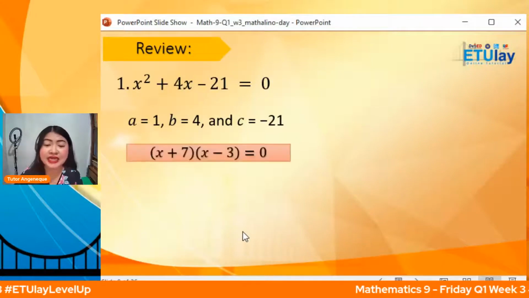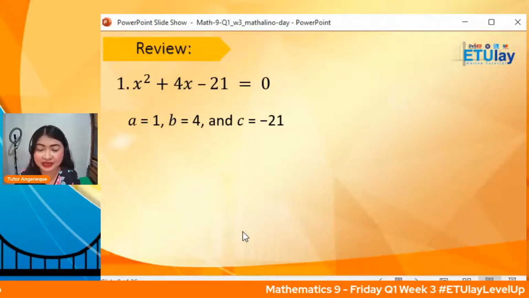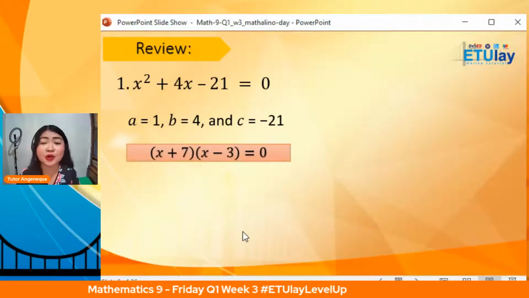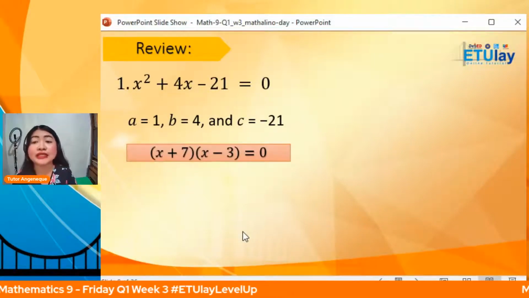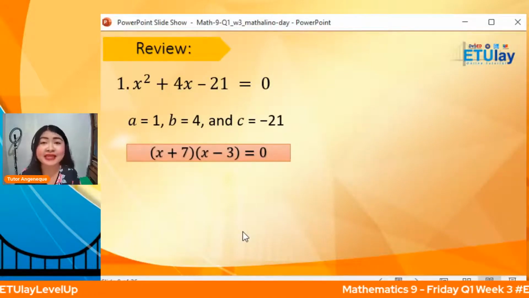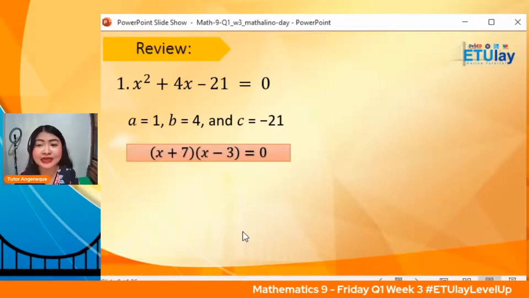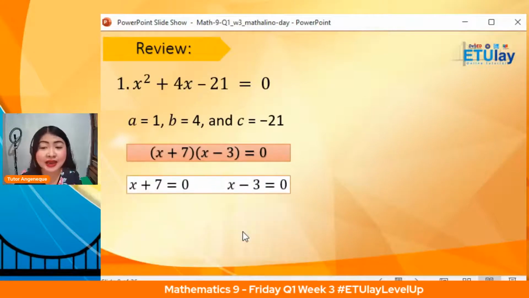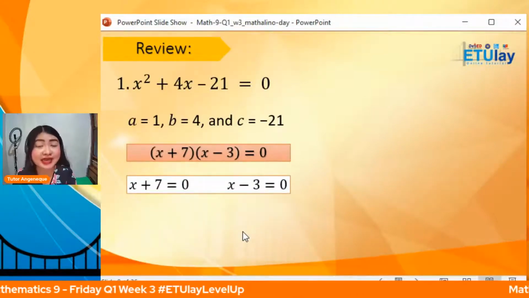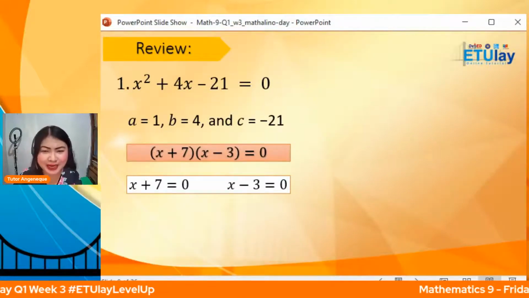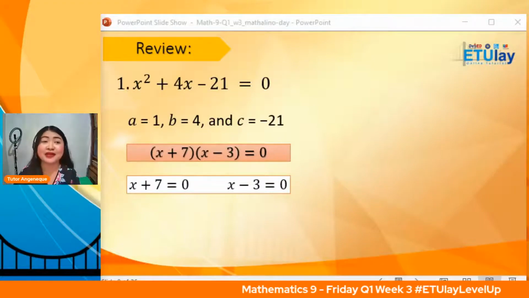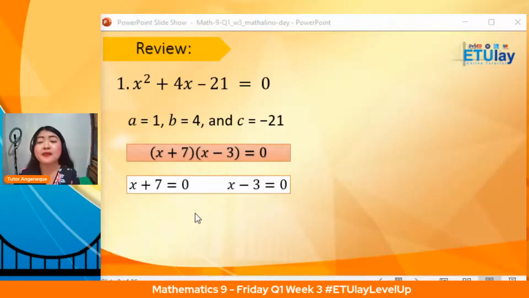Harvey, ang sagot niya, negative 7 and negative 3. Tignan nga natin yung iba pa. The factors are quantity x plus 7 and quantity x minus 3. Now, if we apply the zero product property, so we can say x plus 7 equals 0. X minus 3 equals 0. Tama. Sandali. Alright. Okay, waiting pa tayo sa tamang sagot, no?